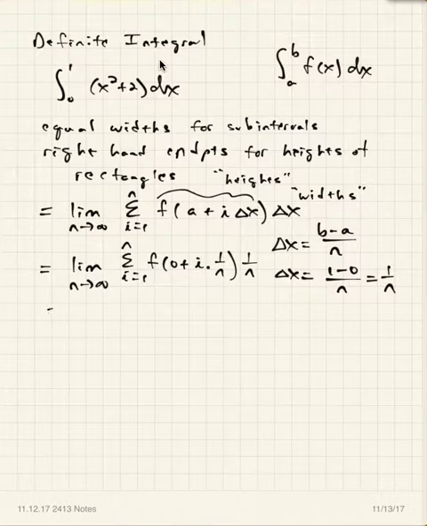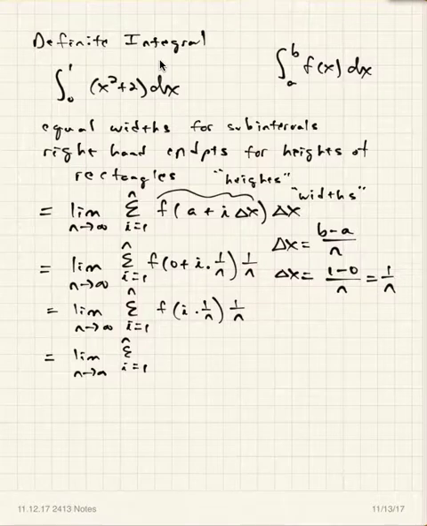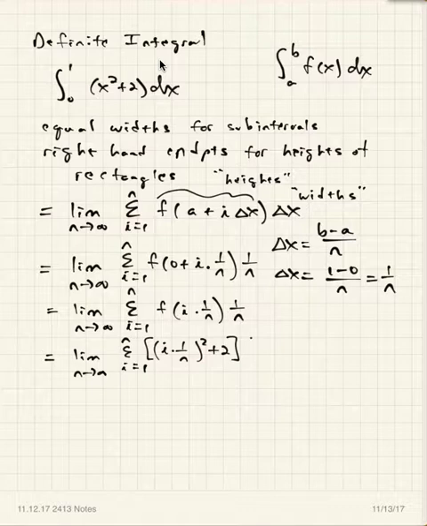All right, so this ends up not being too bad. We looked at some pretty messy ones last time, but this is the sum as i goes from 1 to n of f of i times 1 over n times 1 over n. Our function's not too bad. It's x squared plus 2, so this is the limit as n goes to infinity of the sum as i goes from 1 to n of (i times 1 over n) quantity squared plus 2, put brackets around that, times delta x, which is 1 over n.